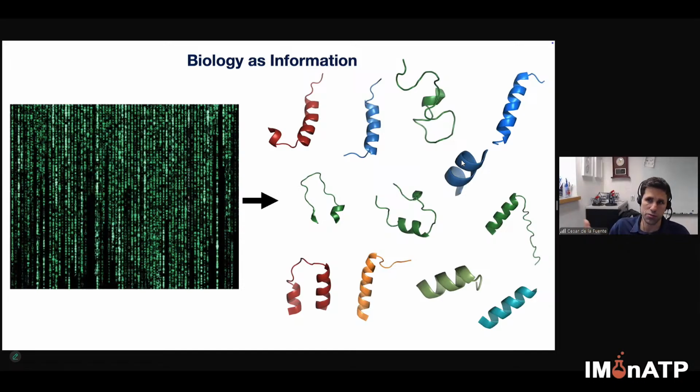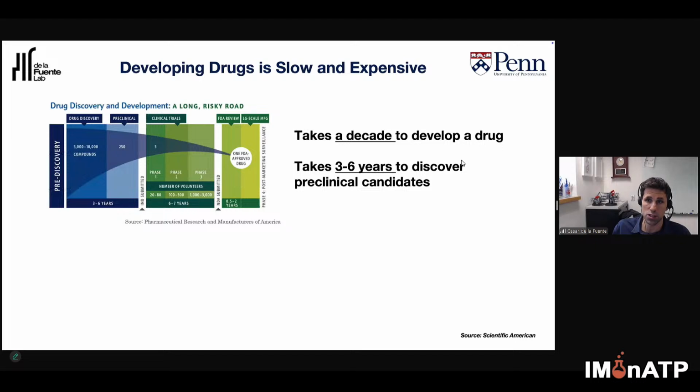A lot of what I'll talk about is really applying this conceptual framework. The other motivation for using AI was to really try to accelerate the process of antibiotic discovery. It takes a long time.